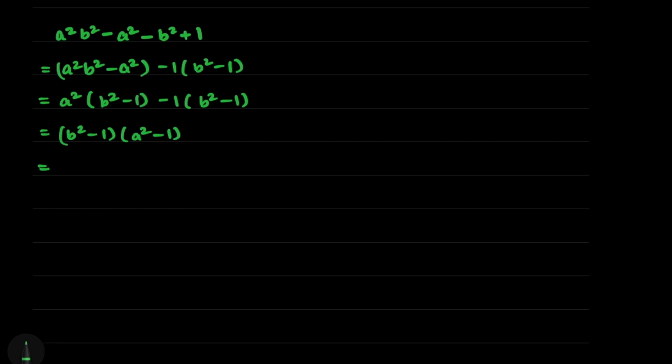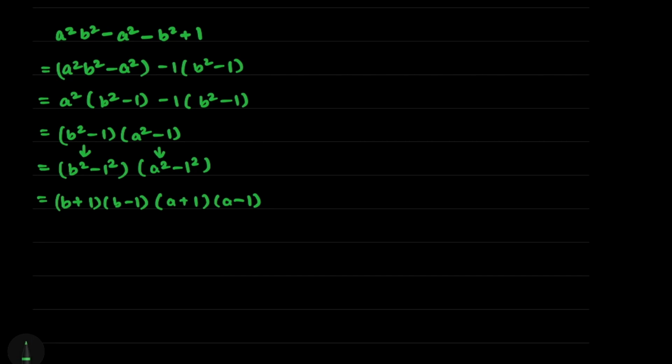So that would be the first step of our factorization. We can factorize this further using a squared minus b squared, but we'll do them individually. So in the first one, we have b squared minus 1 squared, and this would be a squared minus 1 squared. Let's write (b plus 1) into (b minus 1). That's the first one. And then we have (a plus 1) into (a minus 1). So this is the final factorized form for this expression.